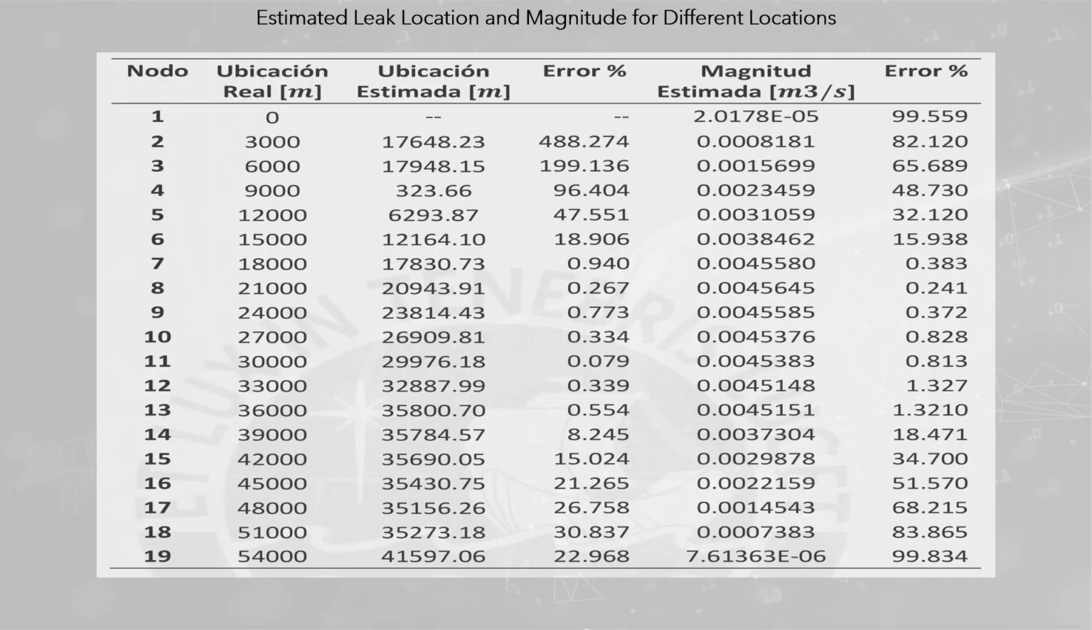Estimated leak location and magnitude for different locations. By varying the leakage location for the different nodes of the Mach model, with a leakage magnitude of 5% of the total flow rate, the result in the table is obtained. The extended Kalman filter detects with a high level of accuracy the leaks located between nodes 7 to 13, with an average error of 0.47%, while if the leak occurs outside these two nodes the percentage error begins to increase.